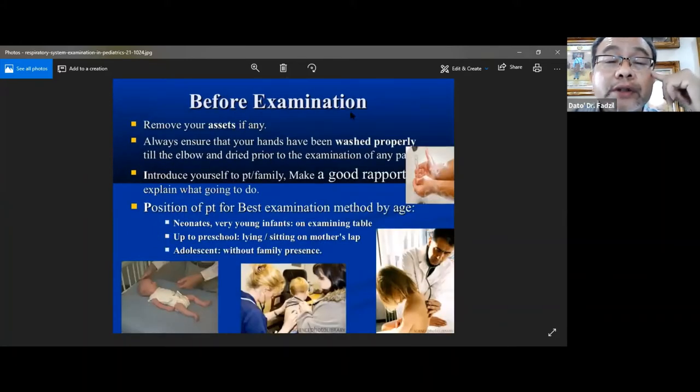So before examinations, wash your hands properly. Introduce yourself to the parents and family. Make rapport with the family and the patient. You must know that the child can notice. If you have a good rapport with the parents, they are also going to make your life easy.